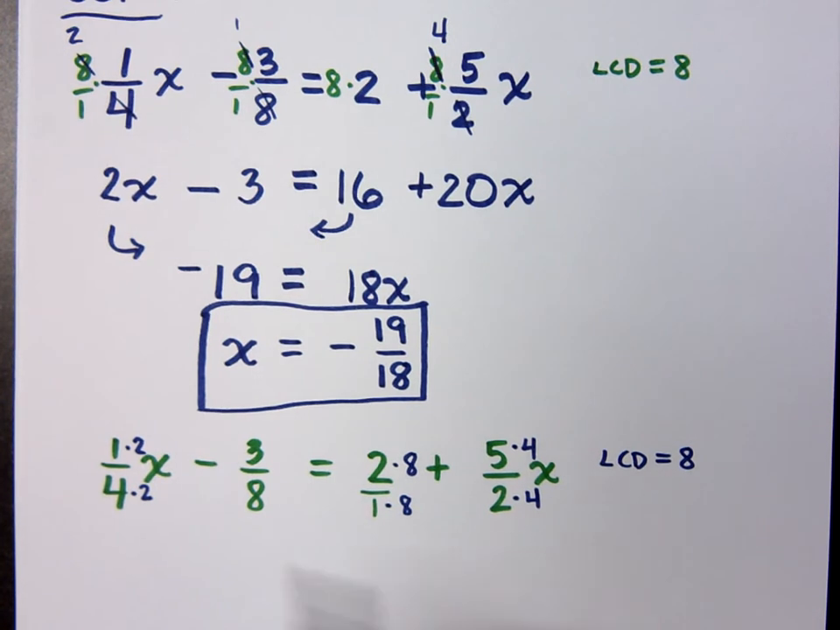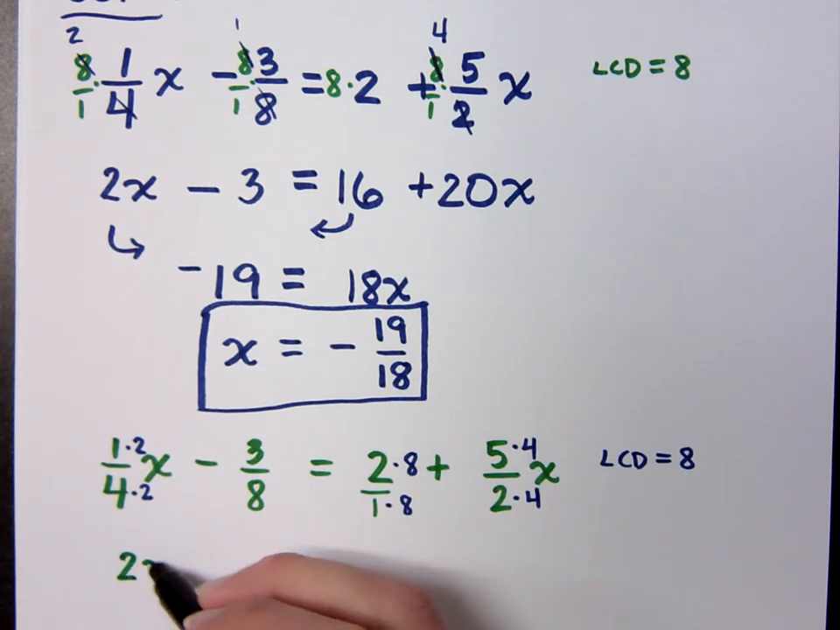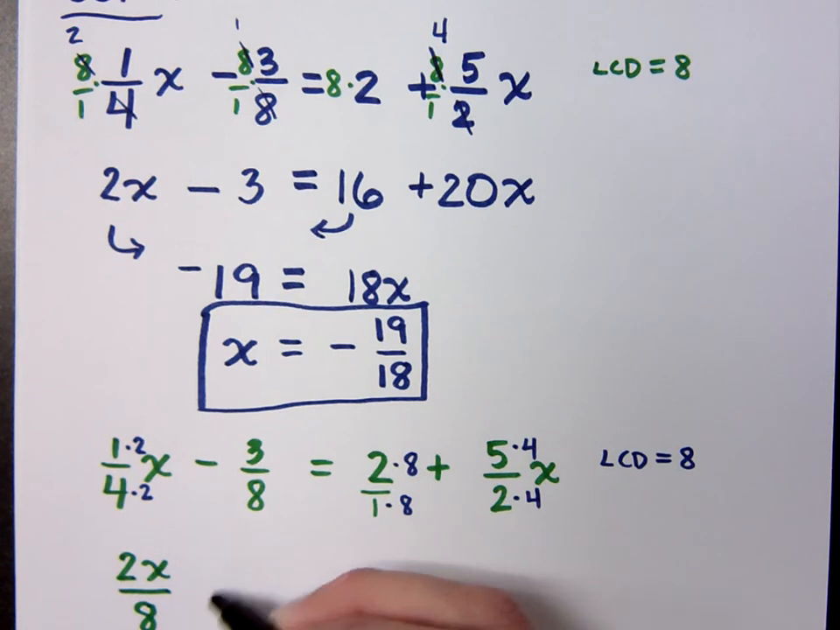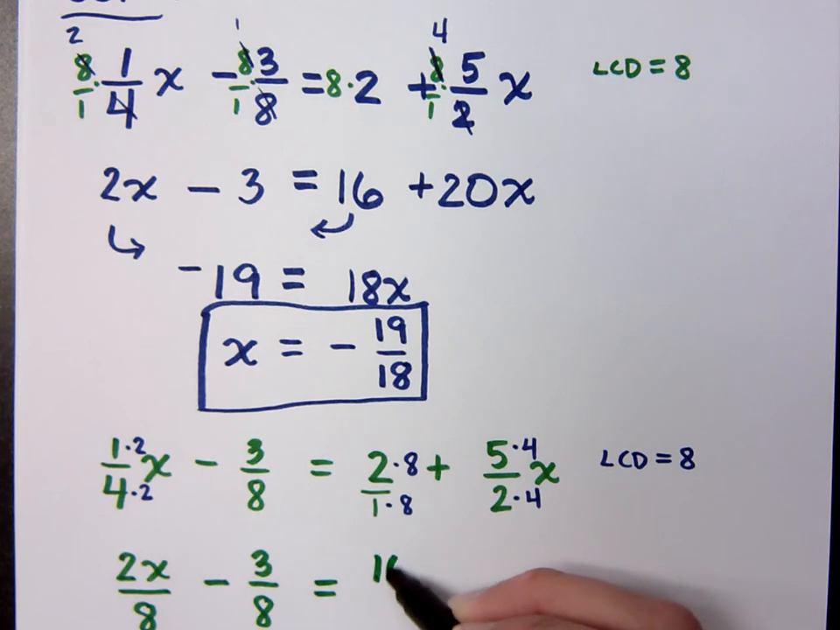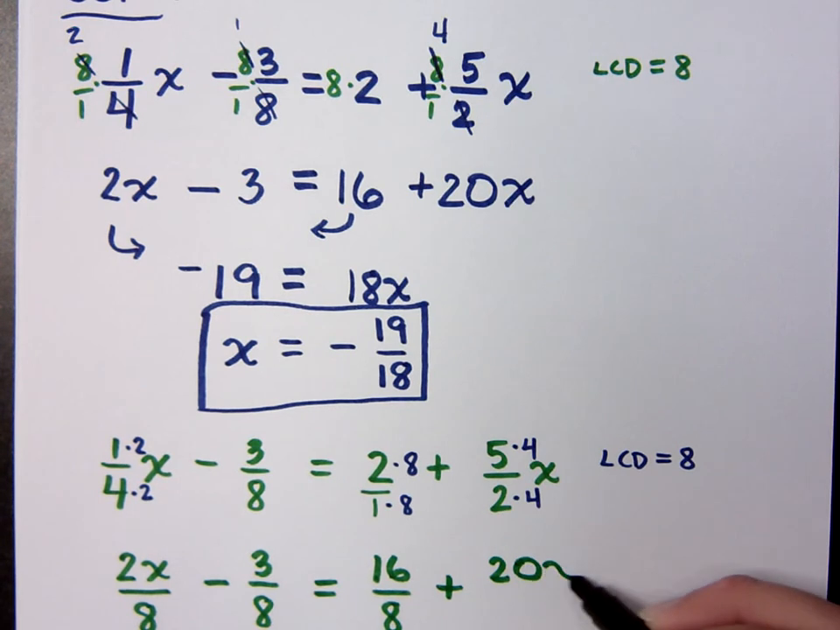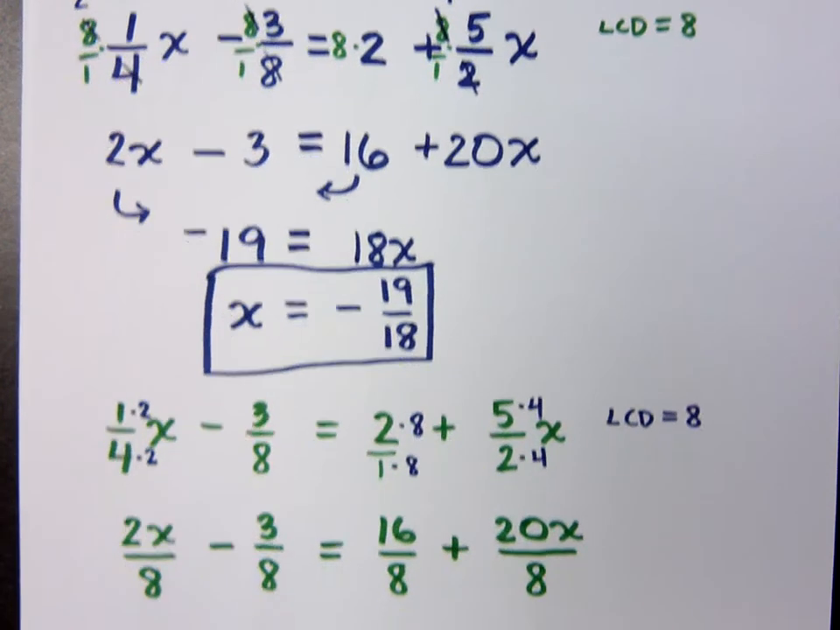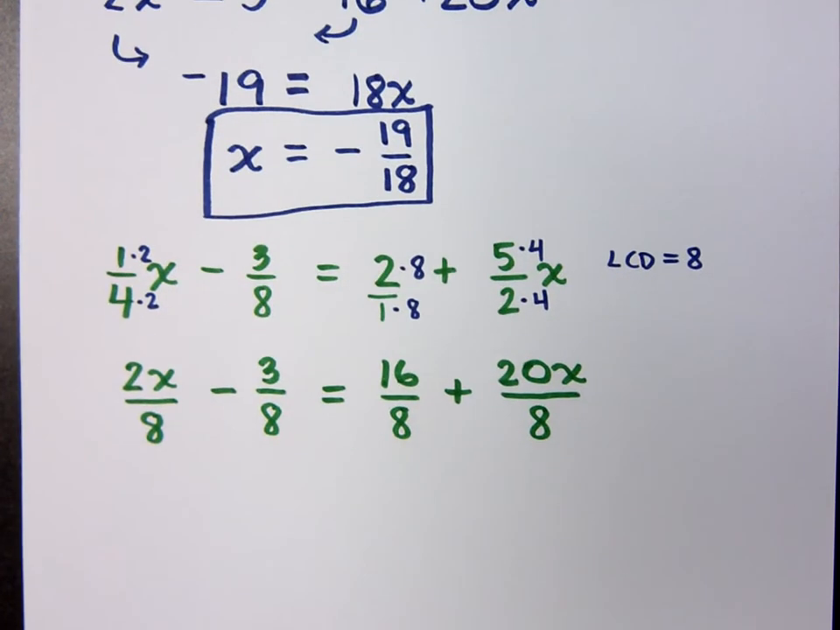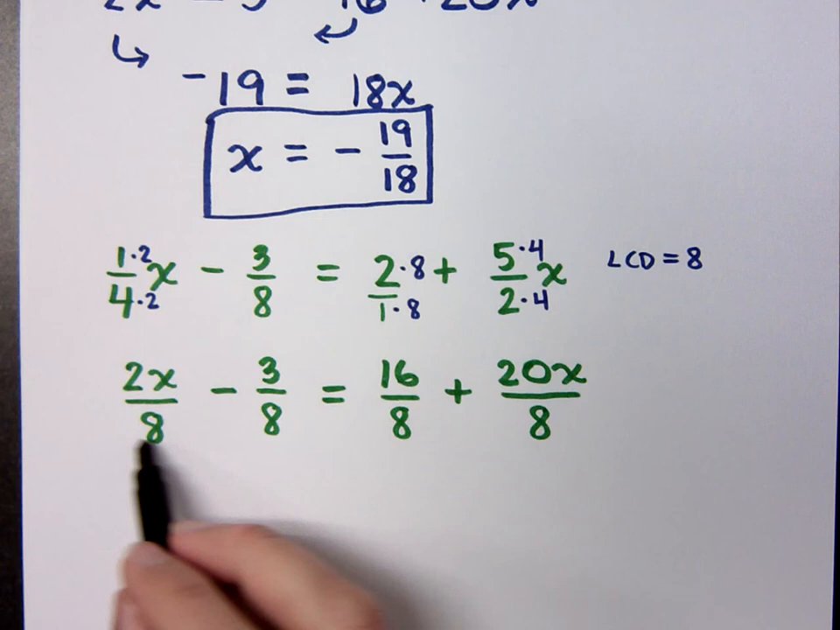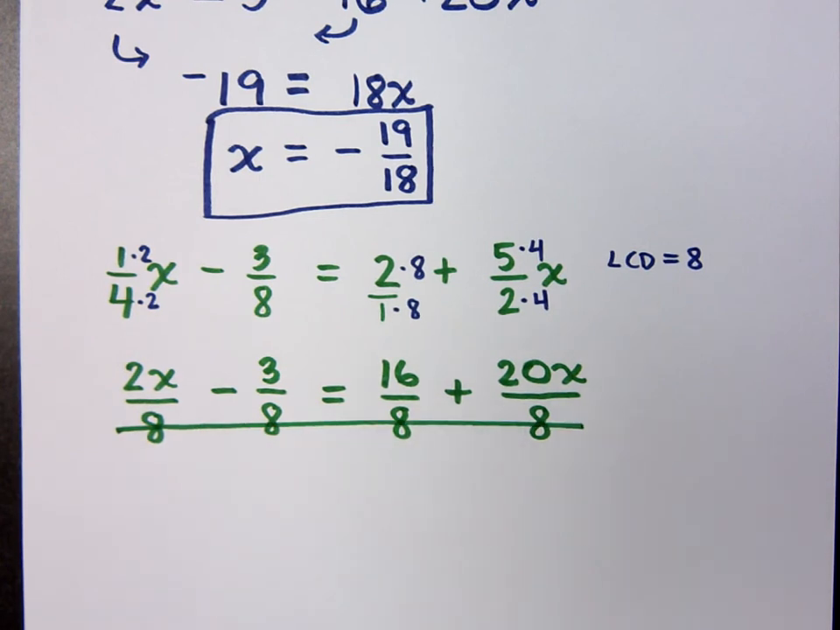So when we rewrite this guy, you see that we have 2x over 8 minus 3 over 8 equals 16 over 8 plus 20x over 8. Do y'all agree with that? So the method here is a little bit different than what I did above. Once you have everybody with the same common denominator, you don't need that denominator anymore. If everybody is the same, you can cross that out.